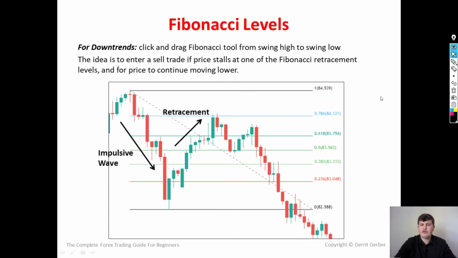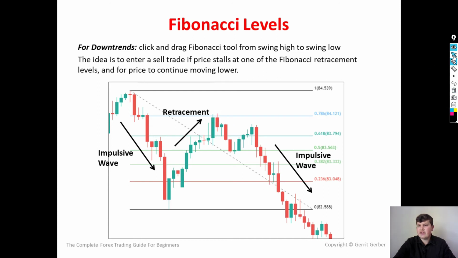Then you have your retracement or corrective wave, followed by another impulse wave. And the idea is to enter a sell trade if price starts to stall at one of the Fibonacci retracement levels, and then for price to continue moving lower. And as you can see, price started to stall at the 78.6% Fibonacci retracement level, and it continued moving lower.